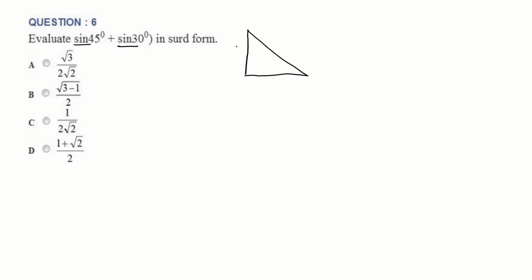For 45, this is 1, 1, and this is square root of 2. You can read more on this, and this angle is 45. This is also angle 45. And for 30 and 60, let me redraw this. This is root 2, this is 2, and this is 1. So this angle here is angle 60, and this angle is angle 30.